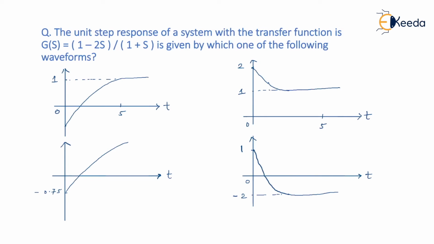The unit step response of a system with transfer function G(s) equal to (1 - 2s) divided by (1 + s) is given by which one of the following? So what is given to us, when they tell you it is nothing but step response. What is meant by step response? It is nothing but output, because response means it is output.